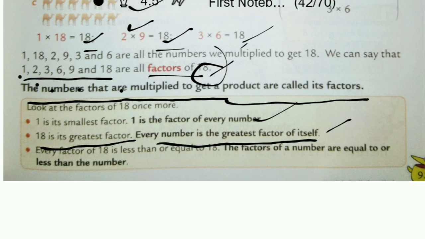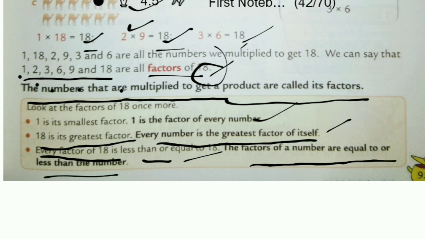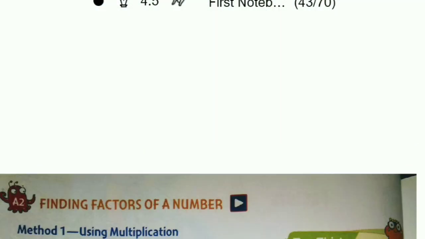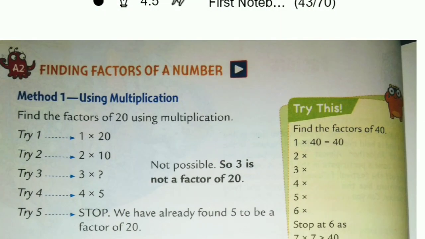And the last point: every factor of 18 is less than or equal to 18, and the factors of a number are equal to or less than that number. So a factor of 18 is not more than 18. It can be equal to 18 or less than 18. After that, we will see finding factors of a number by two methods.